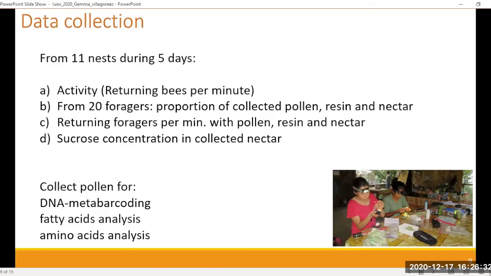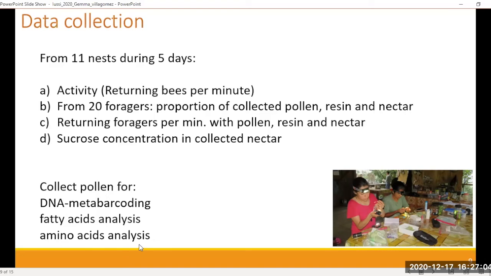When I was collecting the bees and checking whether they had nectar, I also collected this nectar with a capillary tube, and with a refractometer I measured the sucrose concentration, the percentage, right in the field. When I got bees with pollen, I collected the pollen, which I later divided to do DNA metabarcoding to see which plants they visited. I also did chemical analysis to see the fatty acids.